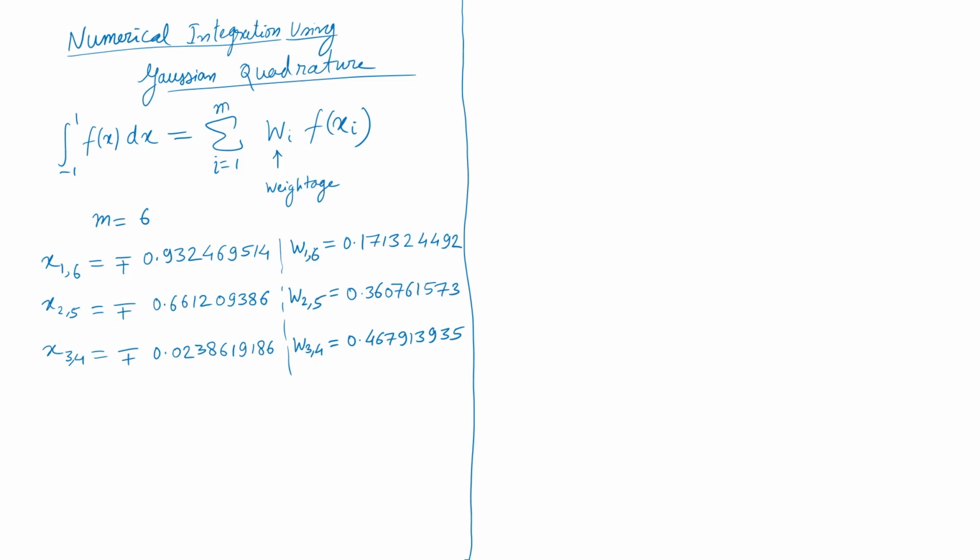Okay. So, 6 points, 6 weights. But how does this work? The integral I have to solve is for CT, which goes from 0 to 1, but this integral is from minus 1 to 1. What do you do? No. Who told you that this is an even function? You cannot do that, 2 times. What do you do then?